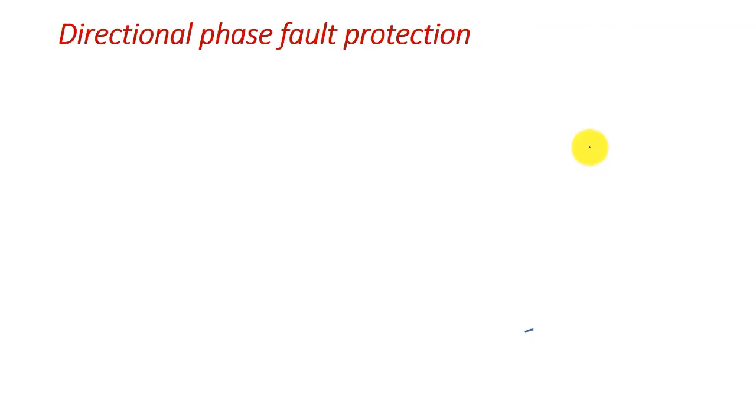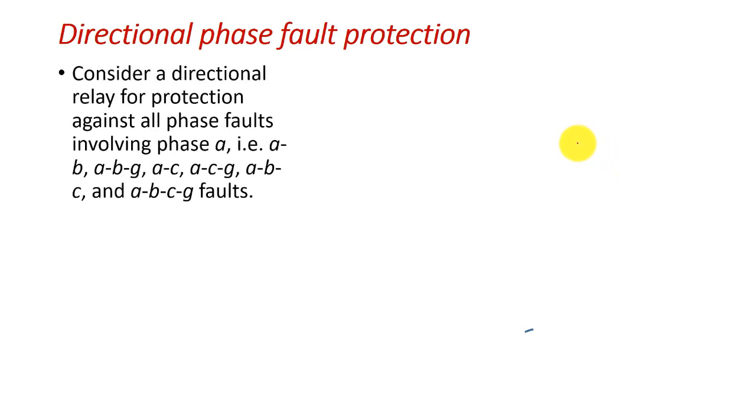Now let us see the directional phase fault protection. Consider a directional relay for protection against all phase faults. What are phase faults? Already we discussed, phase faults are faults involving more than one phase. So A to B is a phase fault, A to B to ground, A to C to ground, A to B to C, and A to B to C to ground faults are all categorized as phase faults.